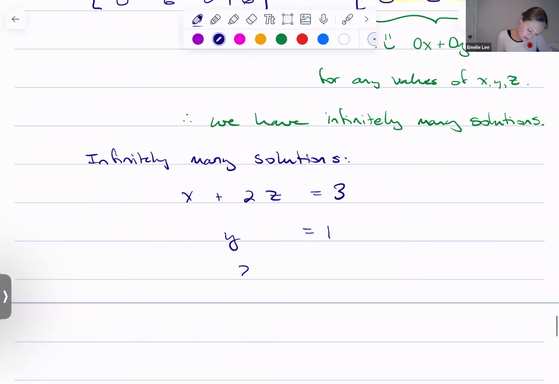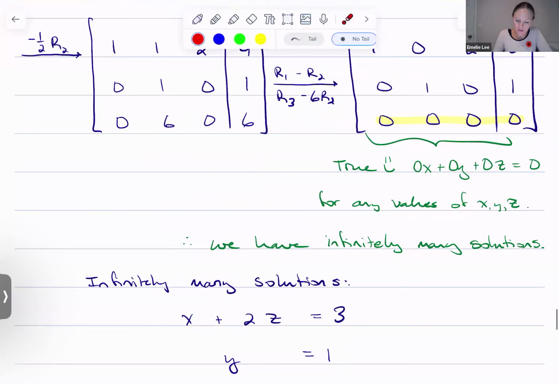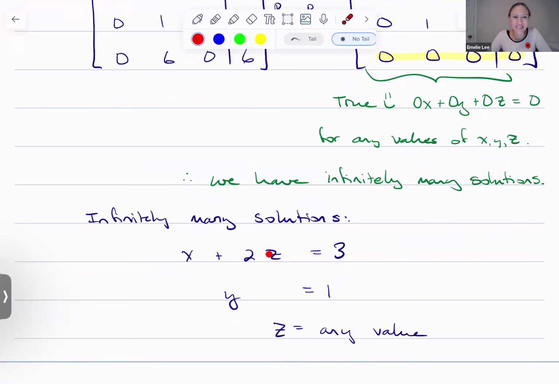And z can be any value. And I'll move this over here. I can plug in any value of z, because that's the one that's empty here. And x will correct itself, and whatever the value of z is, it'll force x plus 2 times z to be 3, right? Y is 1, so y is fixed at 1, and x will correct itself depending on what value of z you plug in here.